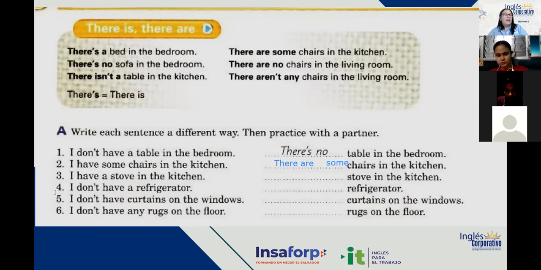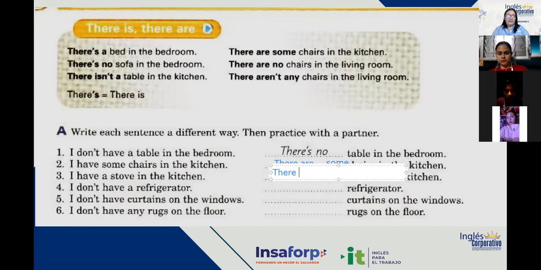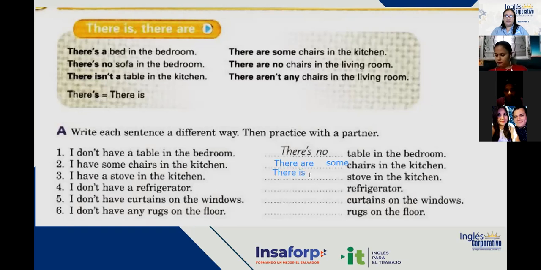Okay. I have a stove in the kitchen. A stove, singular. There is a stove. Exactly. There is a stove in the kitchen. Faltó el a. Okay, there's a stove in the kitchen. A means one, right? There's a stove in the kitchen.